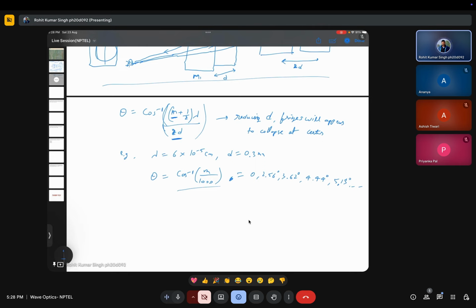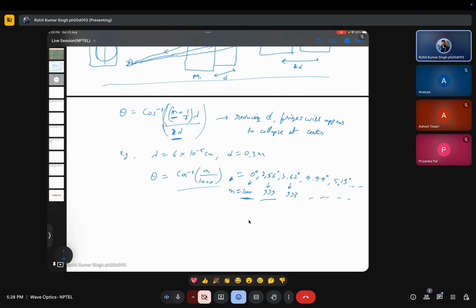And the corresponding m will be 1000, 999, 998, and so on. So you see, this is the central bright fringe at 0 degree, which has the order 1000. Then the next one has the order 999, and its angular distance is 2.56 degrees.